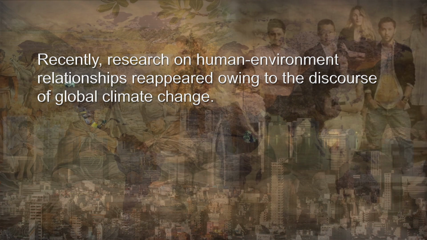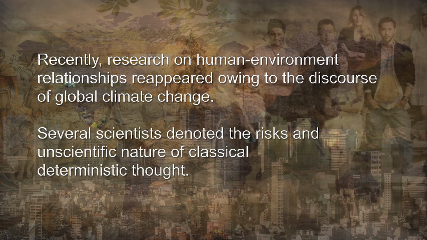Nowadays, no doubt the reviving determinism has had the greatest impact, but possibilism also had a significant impact on the discipline of human geography. The nature society dichotomy resulted in several approaches in different periods and places, and it accompanied the whole history of geography. Recently, the research on human environment relationship reappeared owing to the discourse of global climate change. Several scientists denoted the risk and unscientific nature of classical deterministic thought.